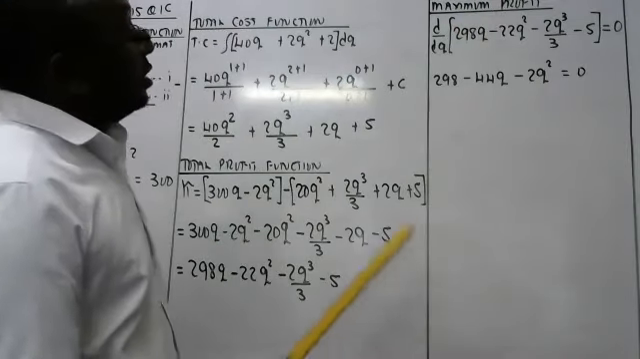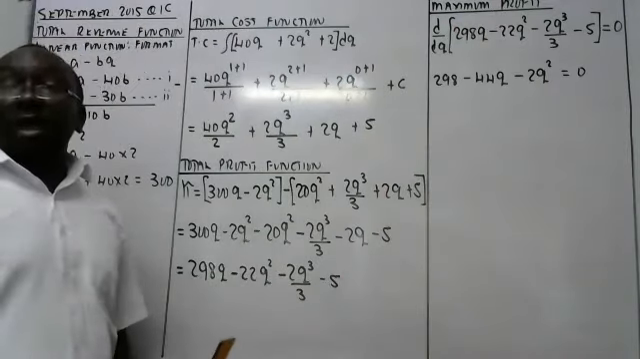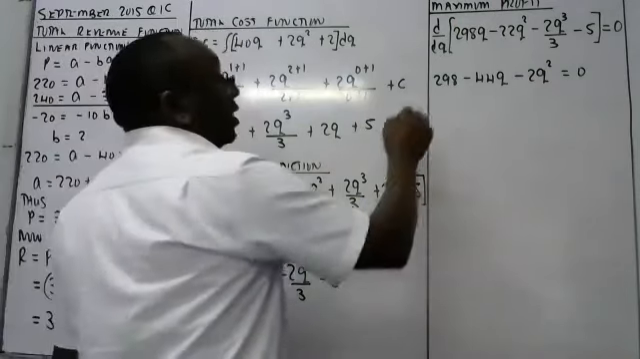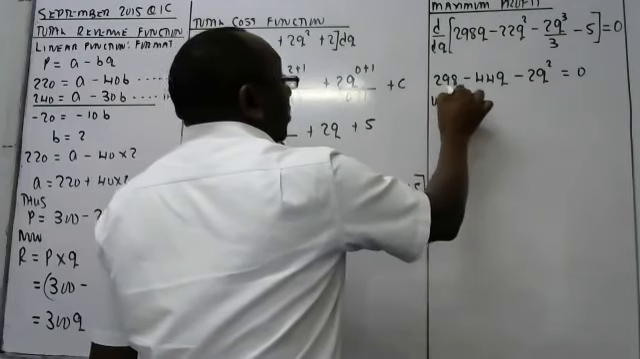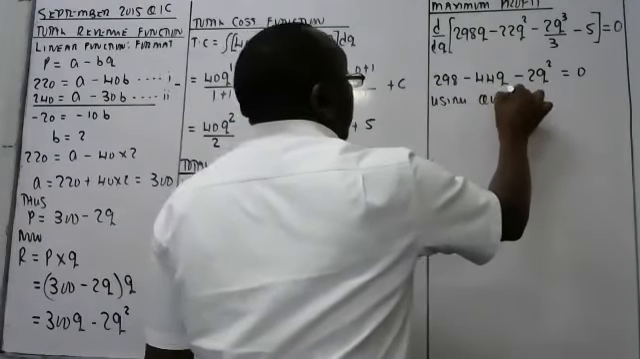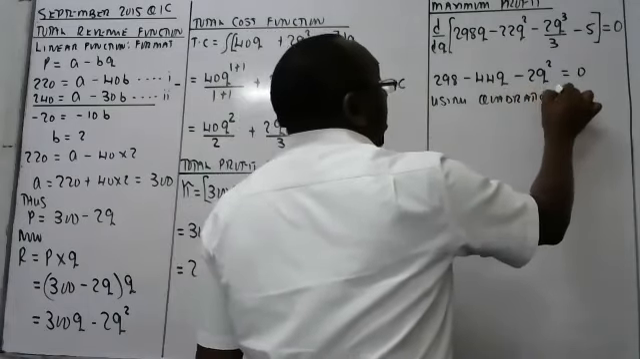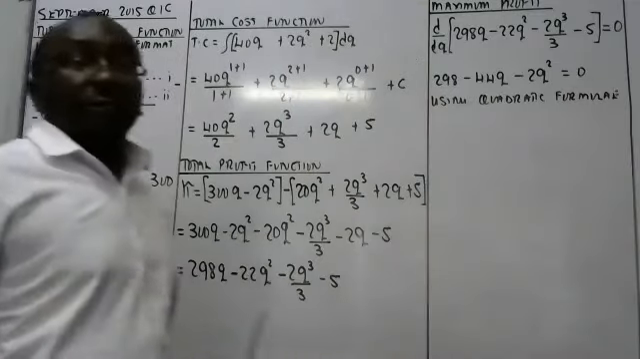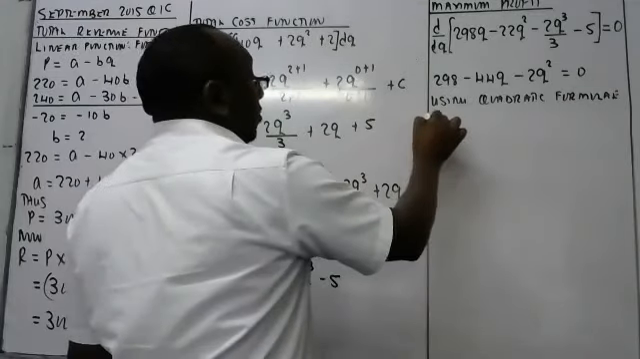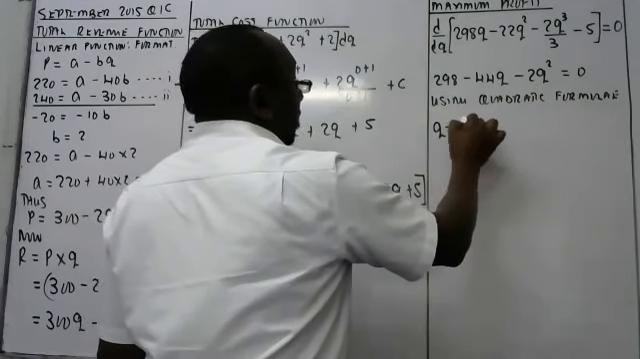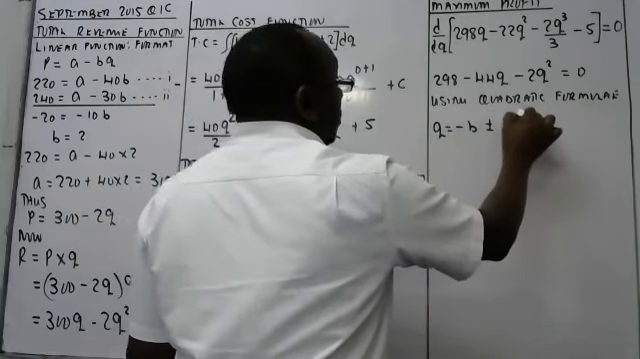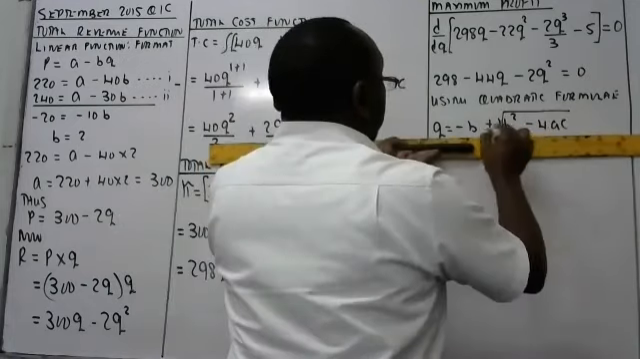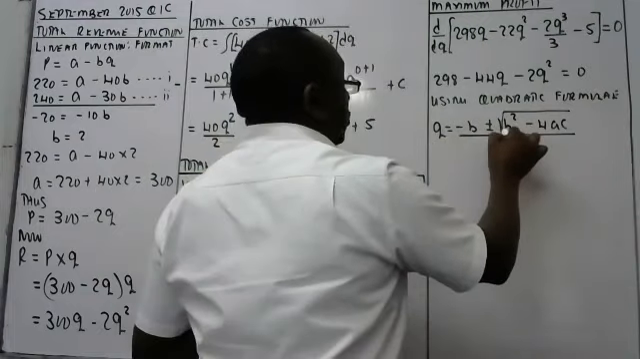Okay, so now this one becomes a quadratic function. You can only solve it using the quadratic formula. In the quadratic formula, we have Q equals minus B plus or minus the square root of B squared minus 4AC, then you divide by 2A.